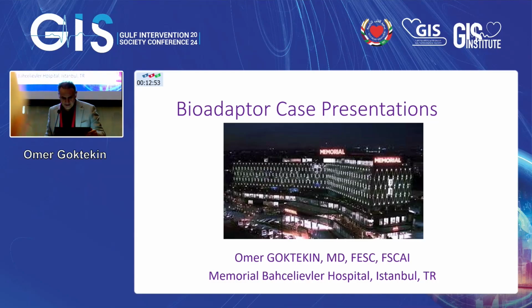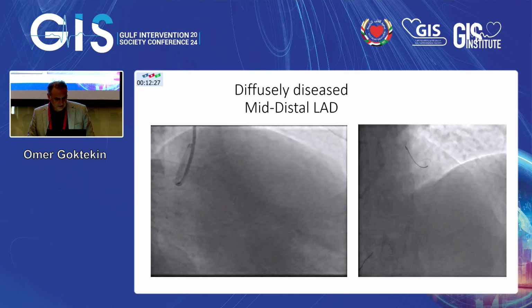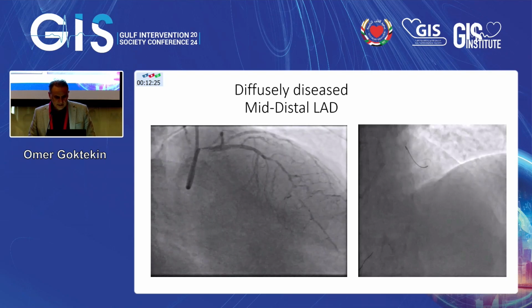I have a very short 3 cases, if you allow me to present different scenarios. The first case is a 46-year-old male, a young guy. He has exertional angina. He has diabetes mellitus. Ejection fraction is normal, and because of the CTO, the patient was offered CABG, but he refused the CABG and came to us. So this is the LAD.